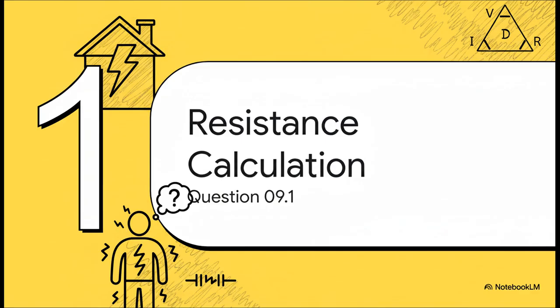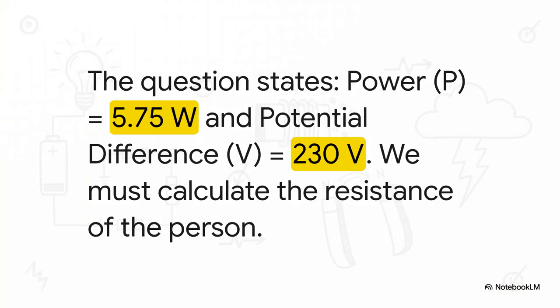The whole scenario is about a faulty circuit giving someone a bit of an electric shock, and our job is to figure out that person's electrical resistance. Right, so what have we got to work with? The question tells us the power being transferred is 5.75 watts, and the potential difference is 230 volts, which is the standard voltage for UK mains power. With just those two numbers, we need to find the resistance.